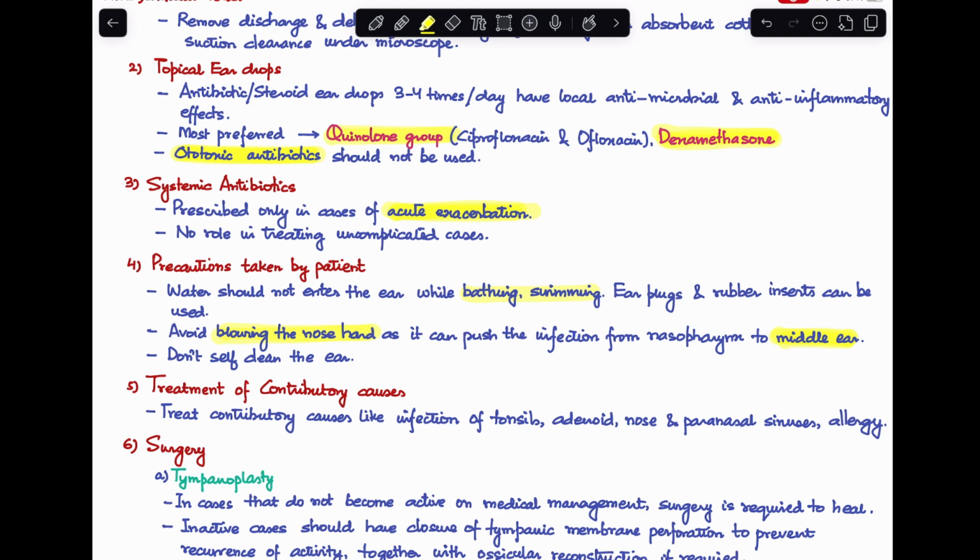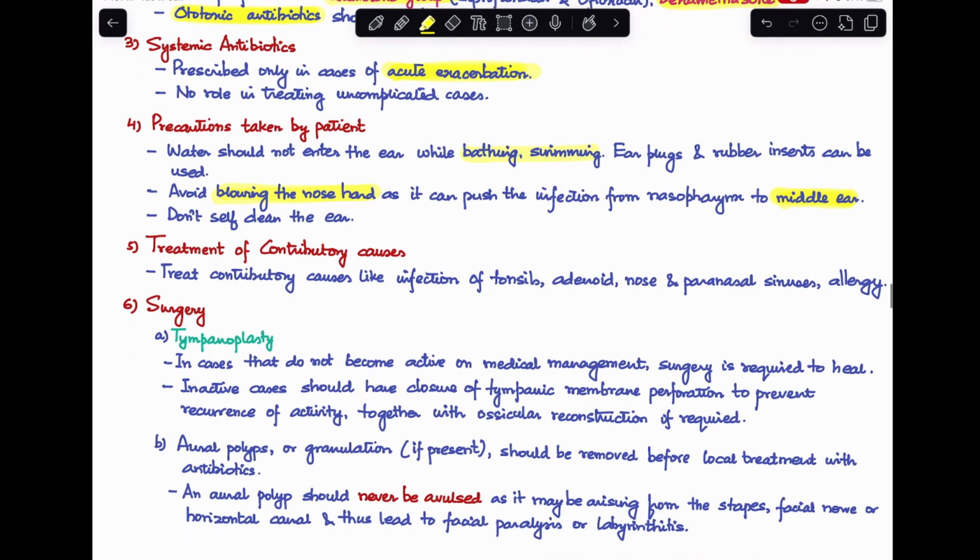Next is treatment of contributory causes. Contributory causes can include infection of tonsils, adenoids, nose and paranasal sinuses, or any allergy. So it is also important to treat all these contributory causes.